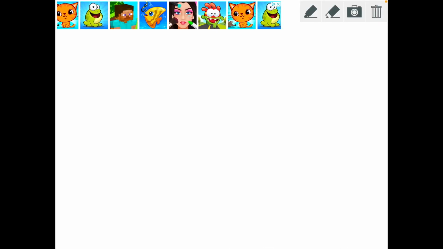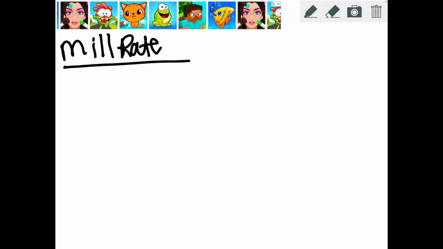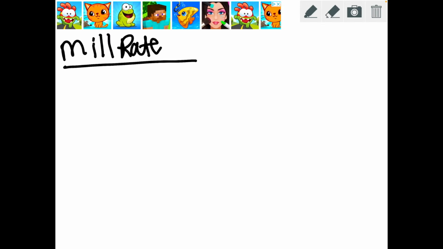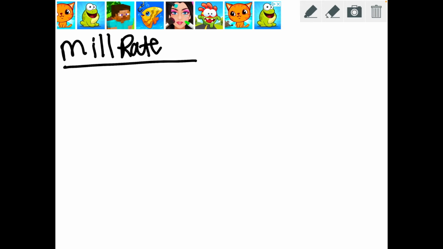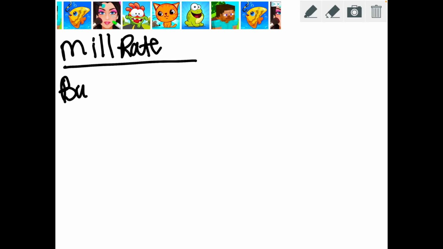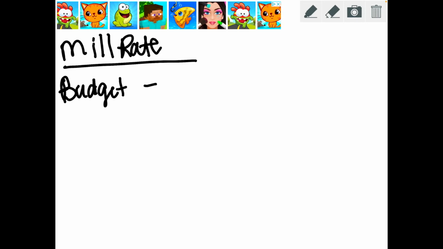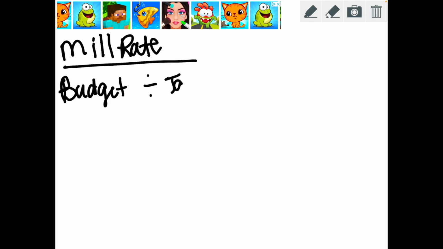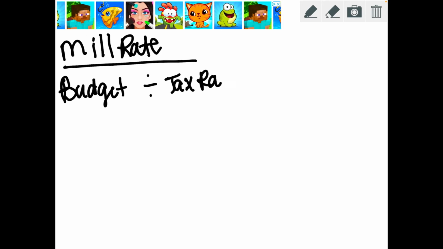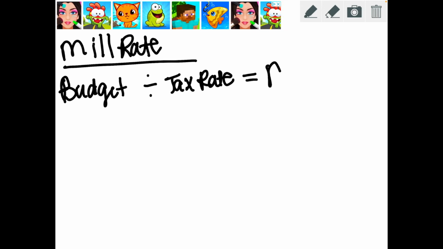All right, so let's say we wanted to solve for the mill rate for a problem. In order to solve for the mill rate, it requires you to take the budget of the city or county that you are in divided by the tax rate. This is going to equal your mill rate.